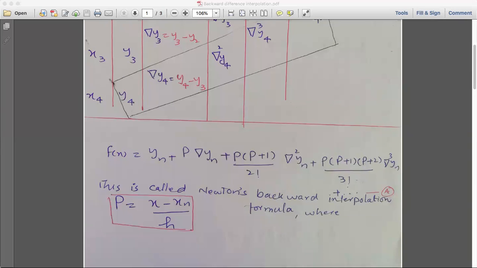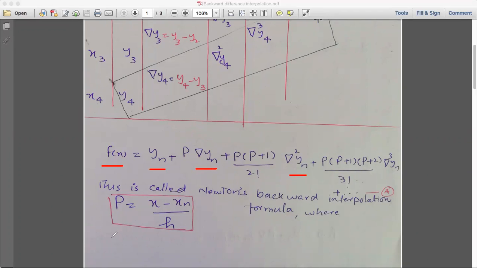this formula is equal to f of x. Okay, f of x is equal to yn plus p inverted delta yn plus p into p plus 1 divided by 2 factorial inverted delta square yn, and plus p into p plus 1 into p plus 2 divided by 3 factorial inverted delta cube yn. This is not same like Newton's forward interpolation formula. In that we had y0 plus p delta y0 plus p into p minus 1 divided by 2 factorial delta square y0. So this is not same like Newton's forward interpolation formula. Here we have the values of yn, delta yn, and p plus 1, this way we will take the values.